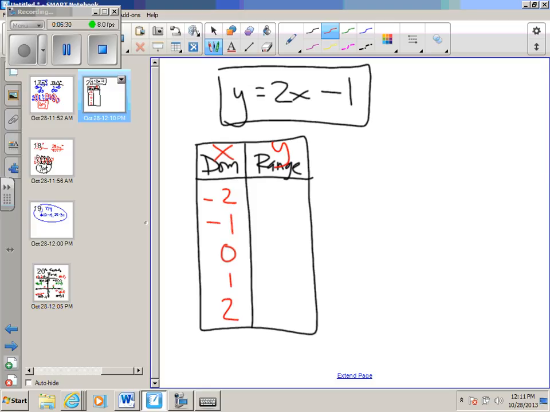What we then have to do is put these into the equation. So if my equation is 2 times x minus 1 is going to equal this y, notice I put -2 in for x, because that's what they told me to do. 2 times the -2 is -4. -4 minus 1.